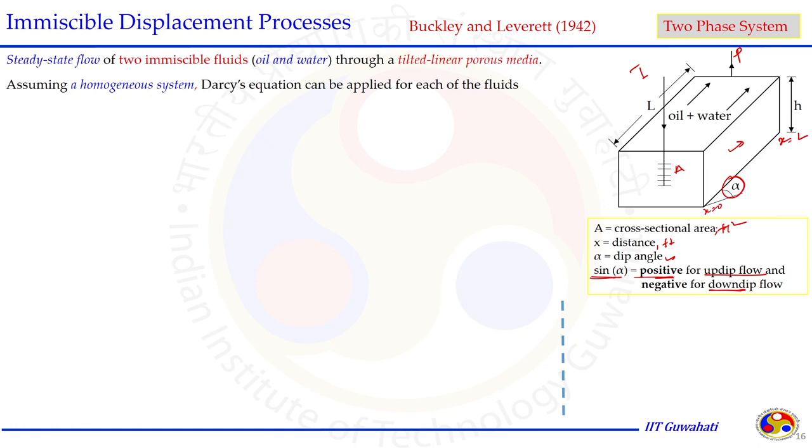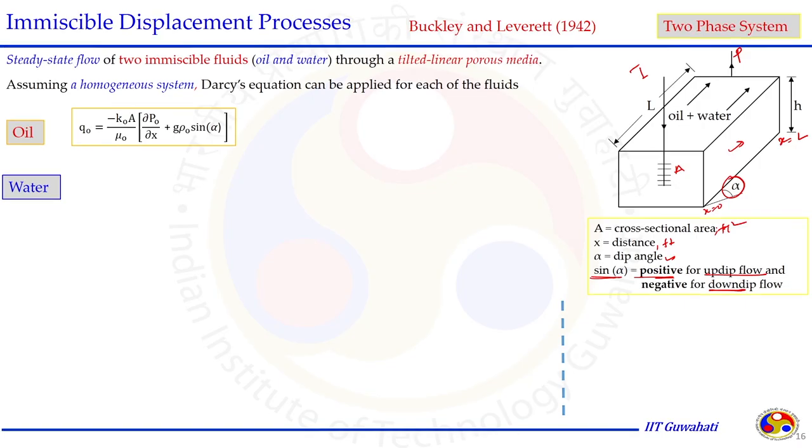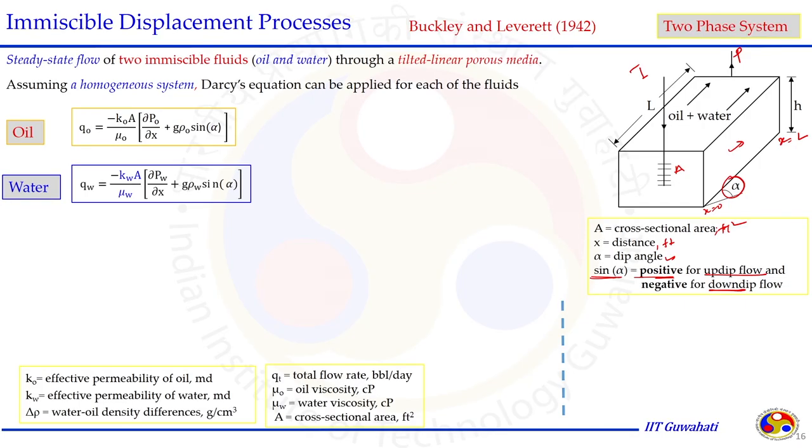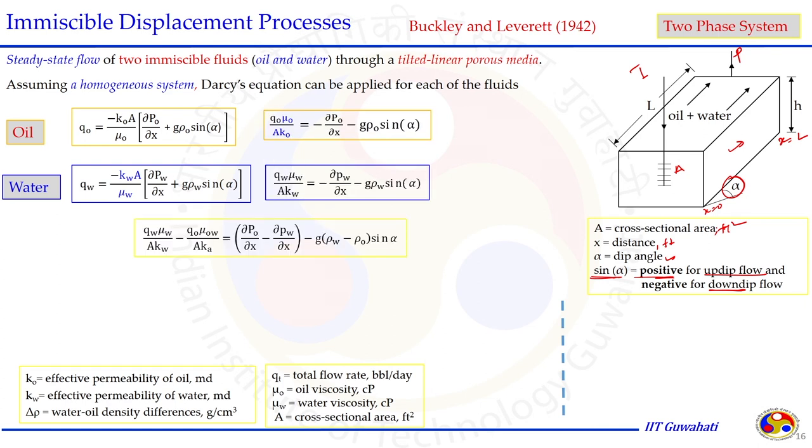Assuming a homogeneous system, we can implement the Darcy law. So, the Darcy law properties are included. Actually, for the two-phase system, we already discussed the concept of relative permeability. If we include the relative permeability in the Darcy law, this equation is called the modified Darcy law. So, we can write the modified Darcy law for the oil and water system considering the effective permeability, converted to relative permeability, that we will do later on.